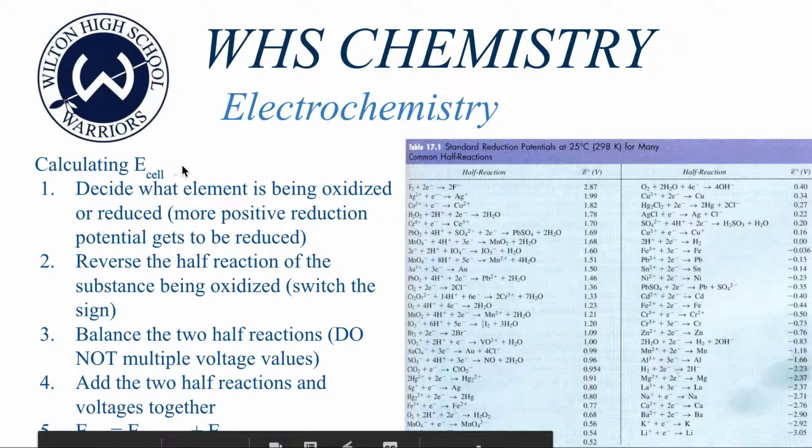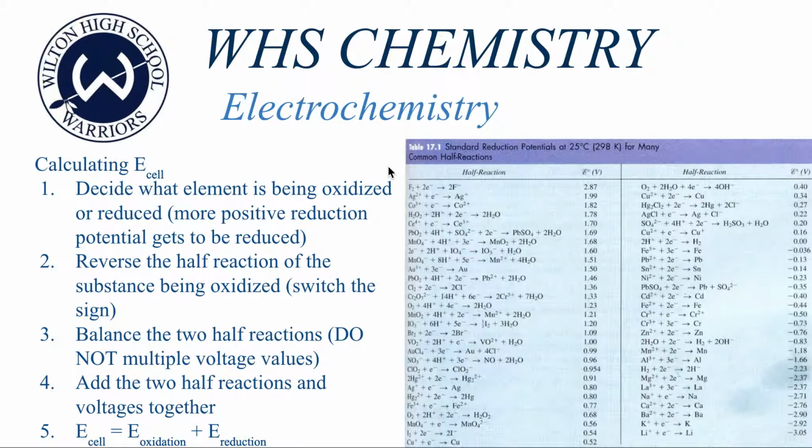Calculating E cell is what a lot of the electrochemistry questions will probably be about. First, you need to determine which element is being oxidized or reduced. If you have this half reaction, which has a very positive E naught, versus a reaction down here like the Zn, which has a negative E naught, then you know that the greater E naught is going to be reduced because it has the highest standard reduction potential.